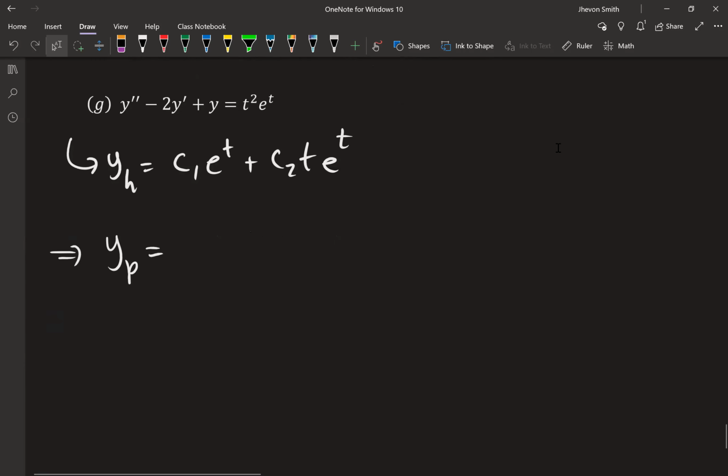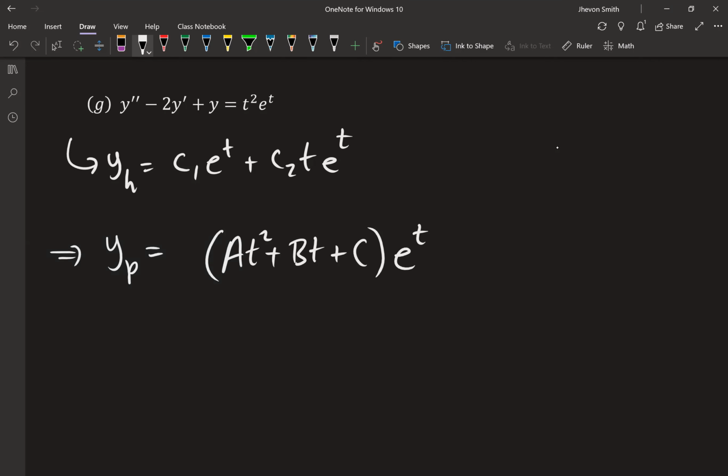Okay, so let's see. I would first start by making it look like the right side: At squared plus Bt plus C. That's how it all begins. Then I realized that these two terms overlap, so I multiply by a t.